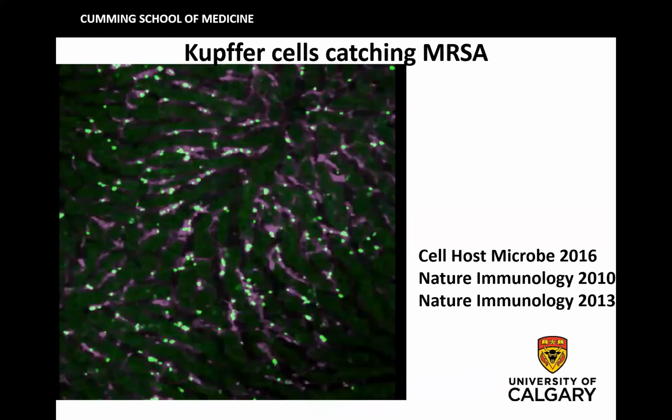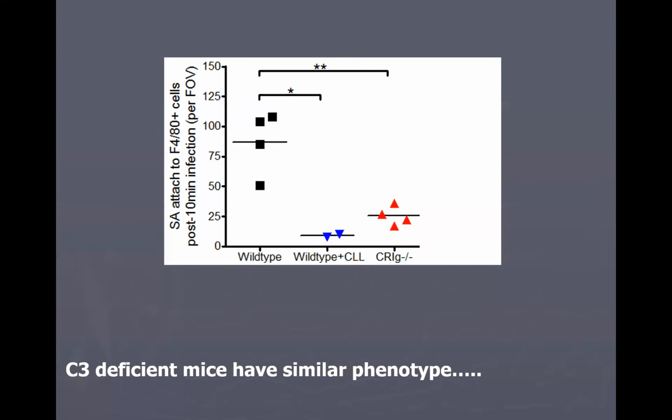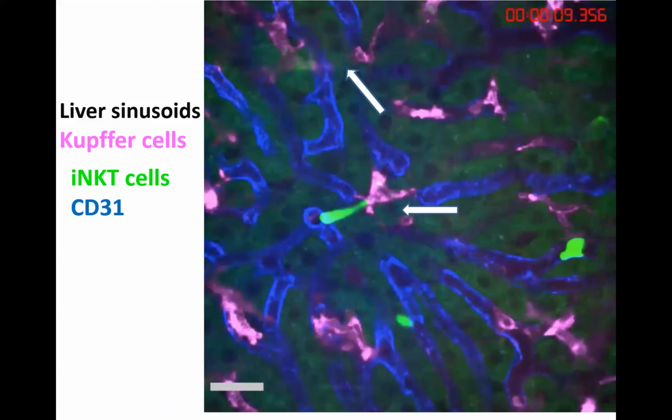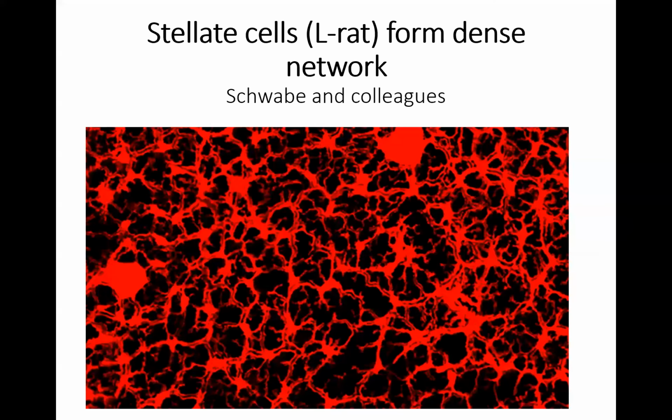I'm just going to skip this bit. And this is what it really looks like. Okay. This is the stellate cell. And it actually reaches out, and it actually reaches and connects and interacts with the Kupffer cell. And so now the question is, okay, who's touching who?